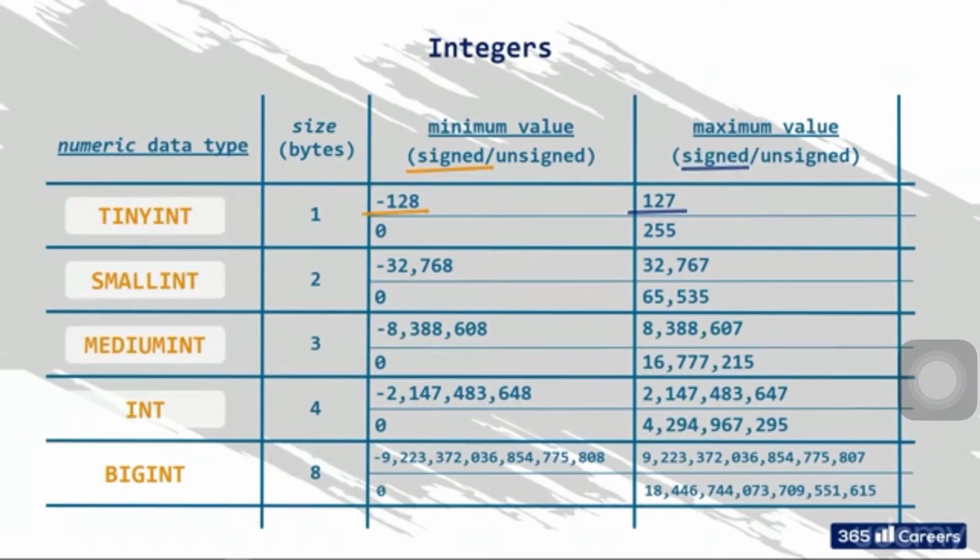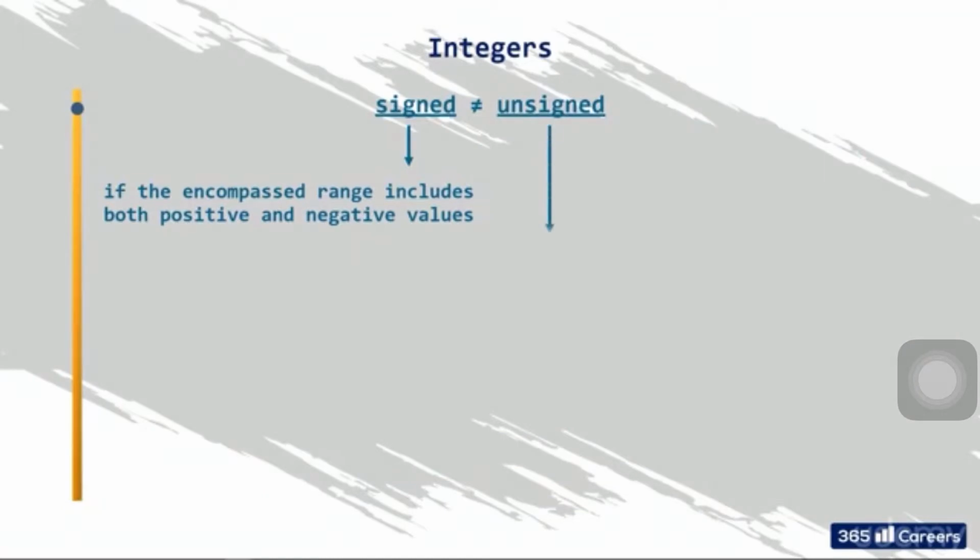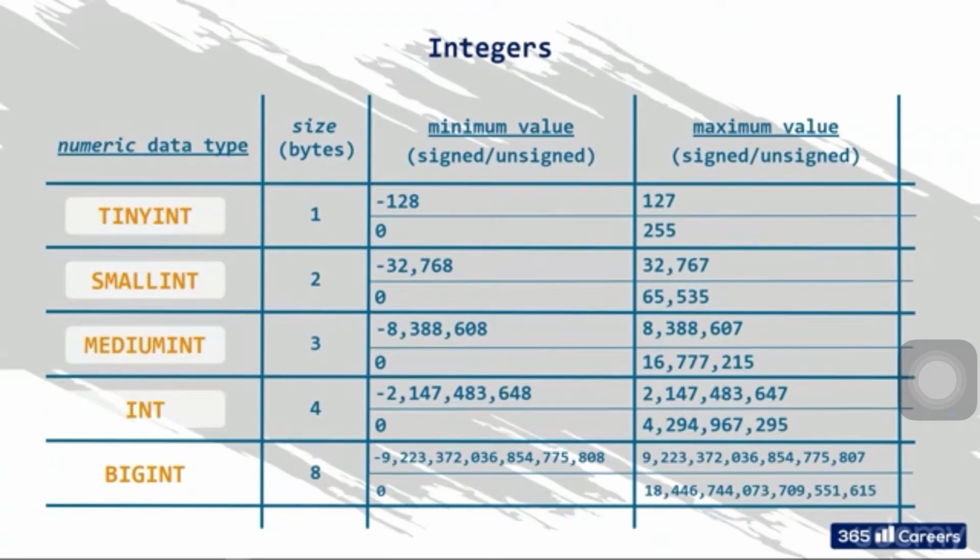If we allow integers to be only positive, logically, we will need no sign in the representation of the range of 256 values, hence the label unsigned. For tiny int, this regards storing values from 0 to 255, both included.